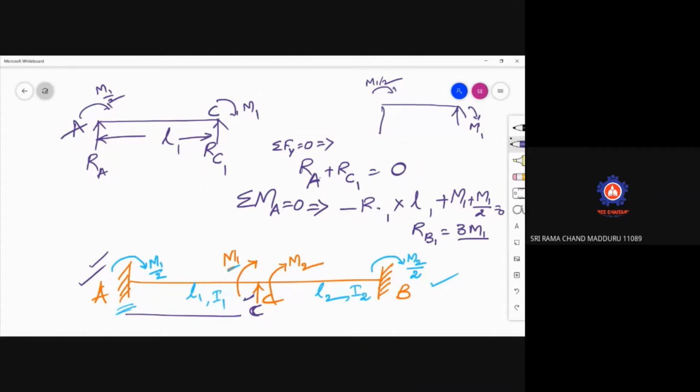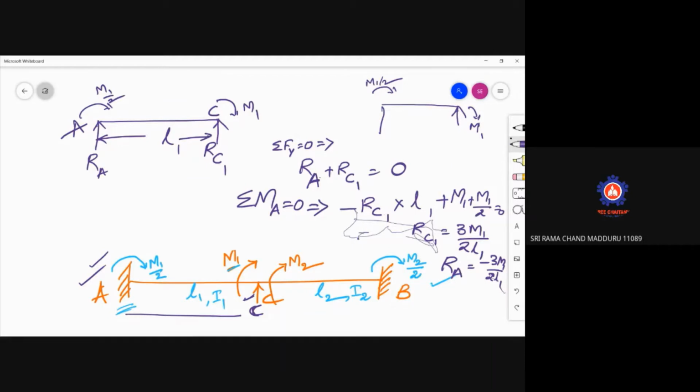This is minus RC1 into L1 plus M1 plus M1 by 2, which is 3M1 by 2 by L1. So the value is 3M1 by 2L1, and this is RC1, sorry, not RB1. And RA is equal to minus 3M1 by 2L1. So RA and RC1 are calculated.